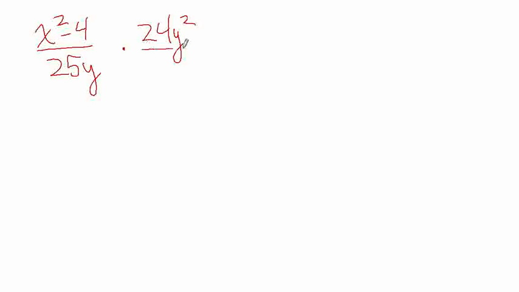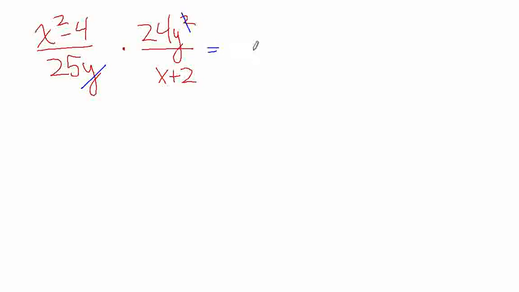Okay, what about if I had x squared minus 4 over 25y, and I wanted to multiply that by 24y squared over x plus 2. So it doesn't look like there's much cancellation. You can, the y squared divided by y, that leaves a y on top. Okay, that's good. So it looks like that's the best we can do.